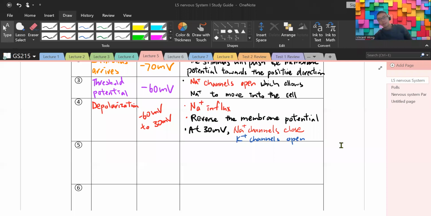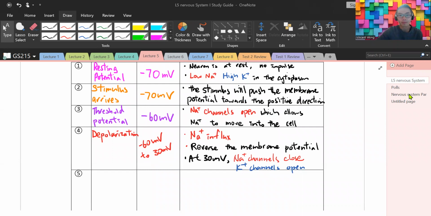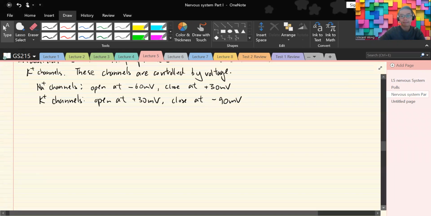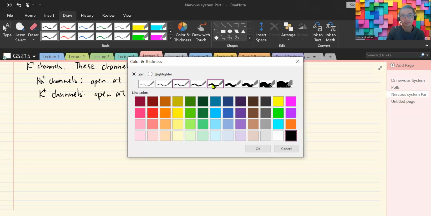All right, let's keep going. So, what's the situation so far? All right, let's draw a new picture to see what's going on. Let me get the right thickness here.